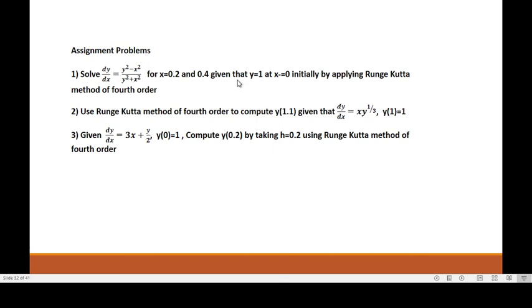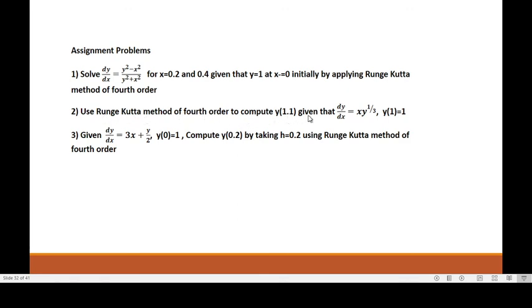That is, we have to calculate this problem at two stages. Since x is 0 and y is 1 initially, by applying the RK method of fourth order. Since the value of h is not given here, either you can consider h is equal to 0.1 or h is equal to 0.2 itself. Okay. Use the RK method of fourth order.